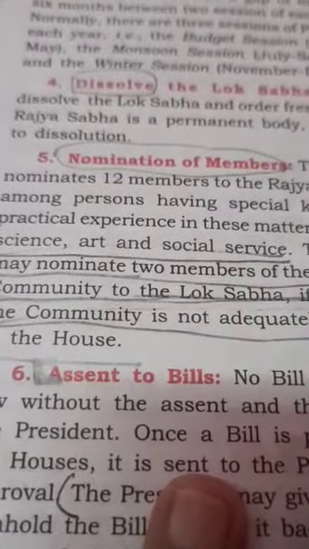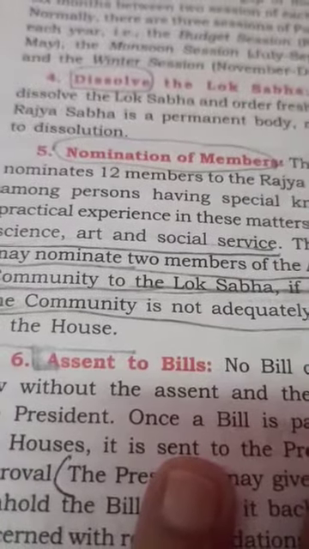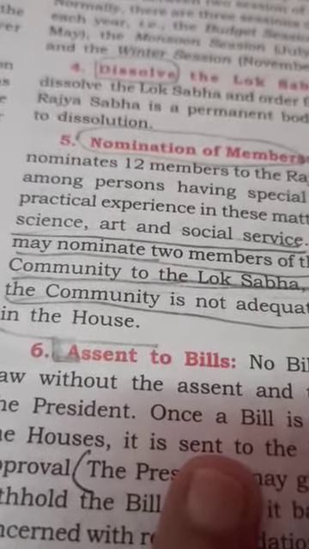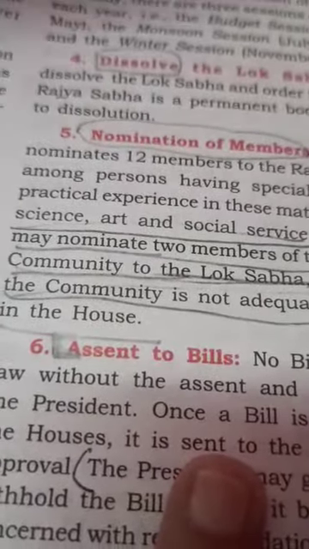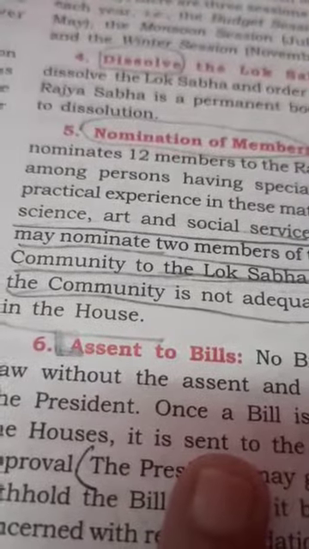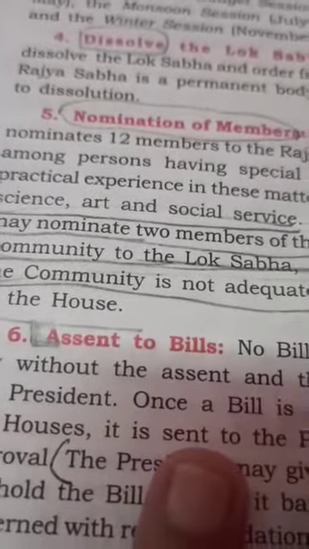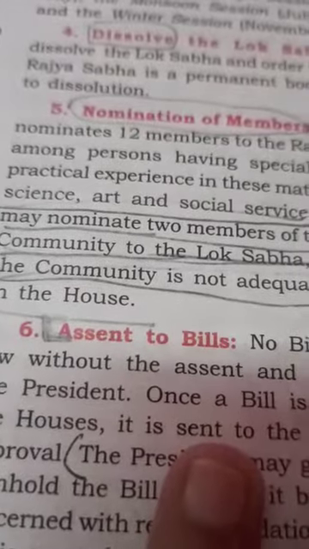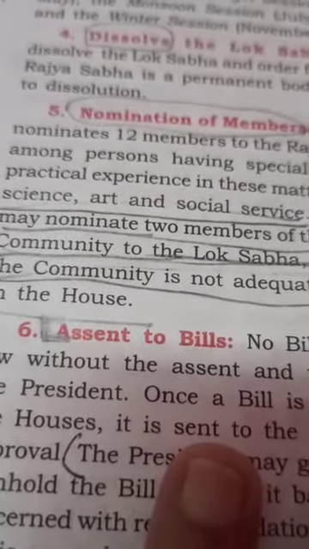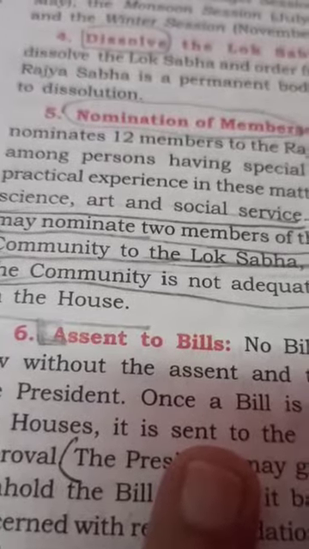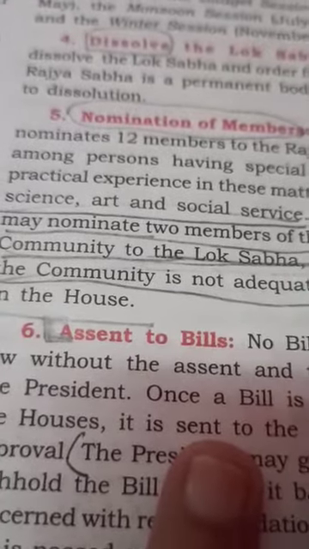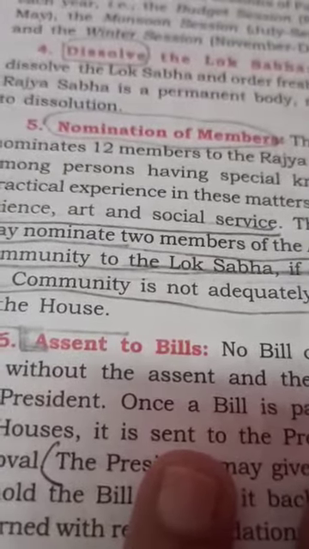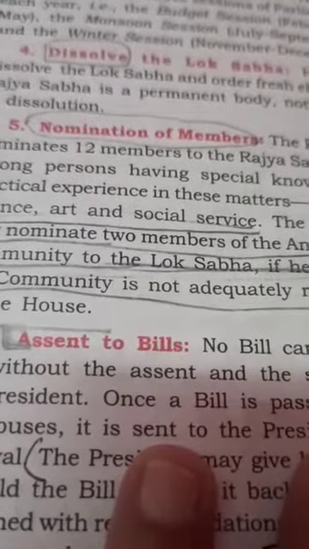Secondly, an ordinance can be promulgated at a time when both the houses are not in session. When only one house is in session, there is no bar on issuing ordinances. Third, if the Parliament does not approve the ordinance made during that time, it lapses. As you know, these ordinances are made for a small period of time. So if Parliament does not give approval to the ordinance, it will lapse. Lapse means it will not be taken into consideration.